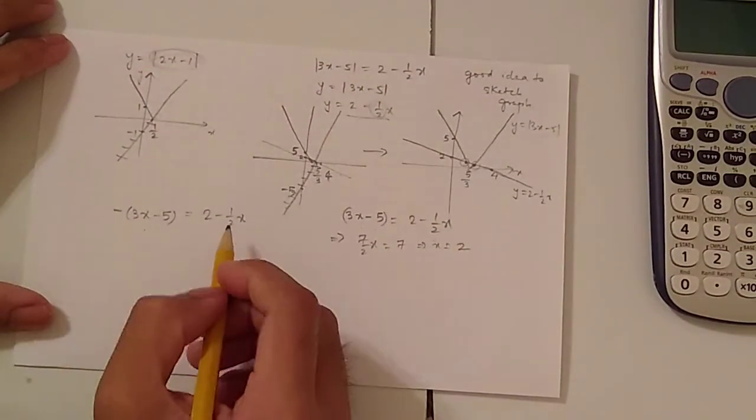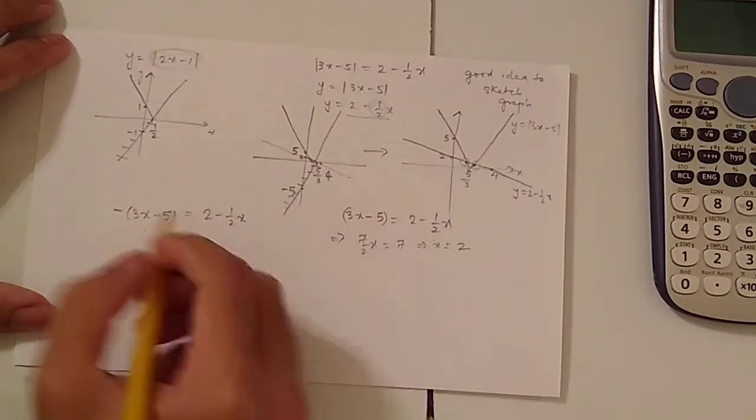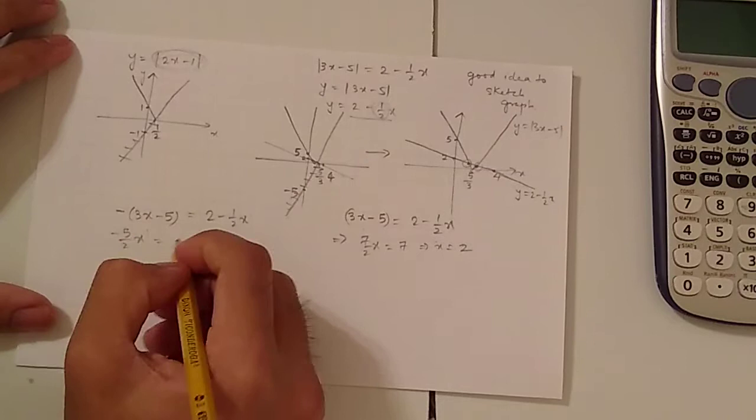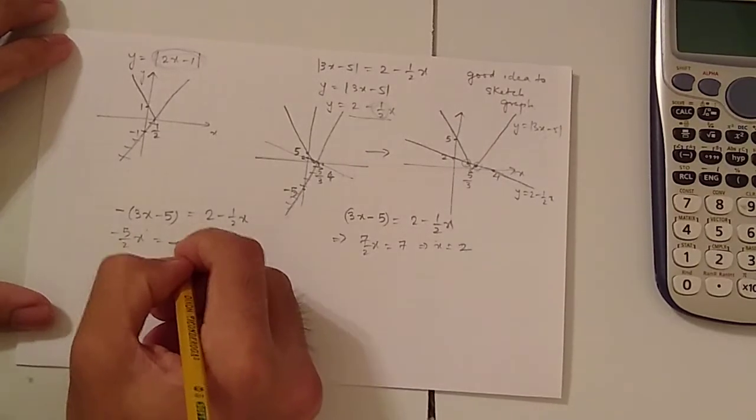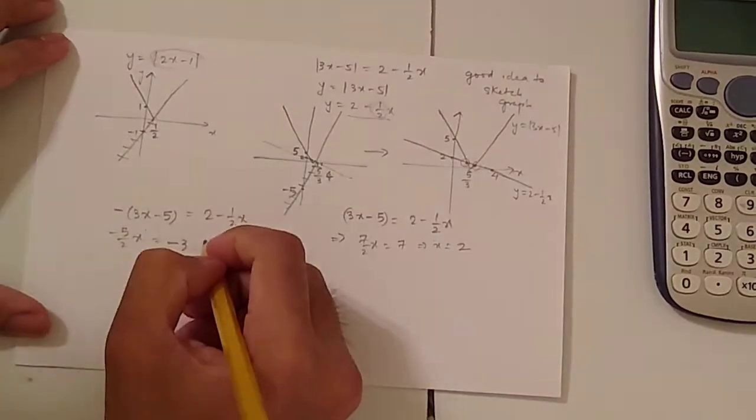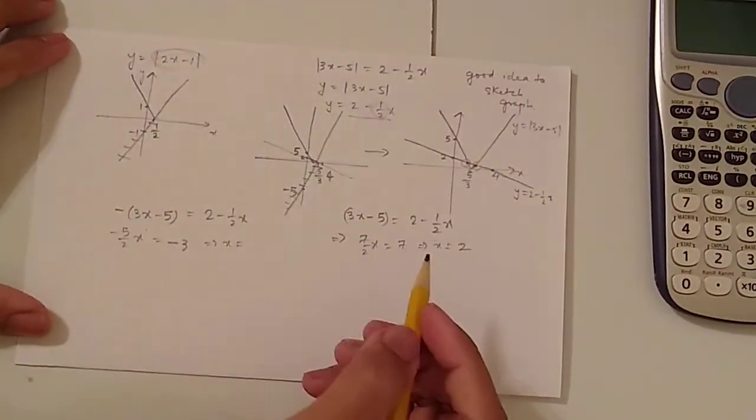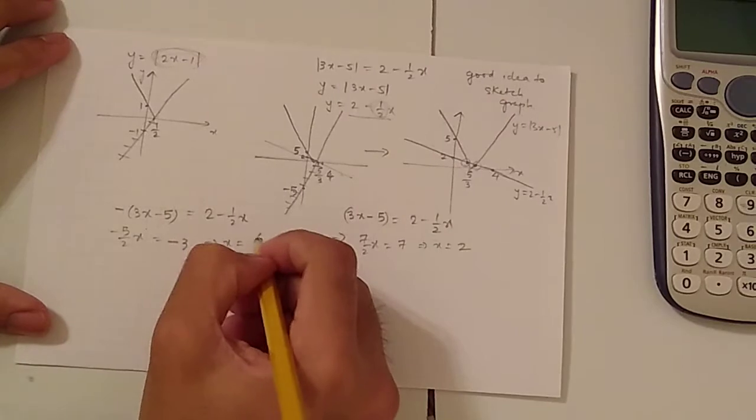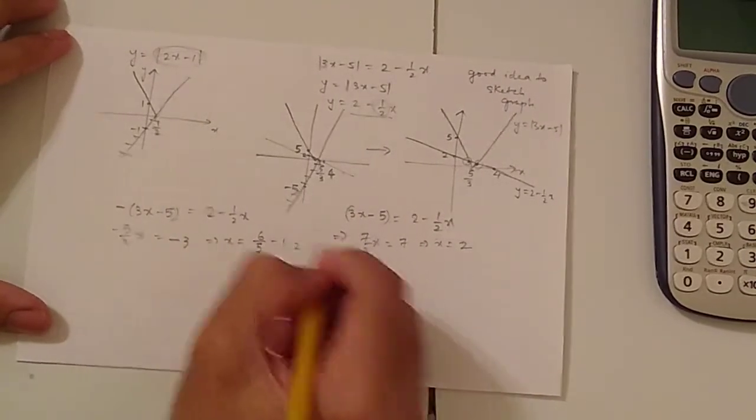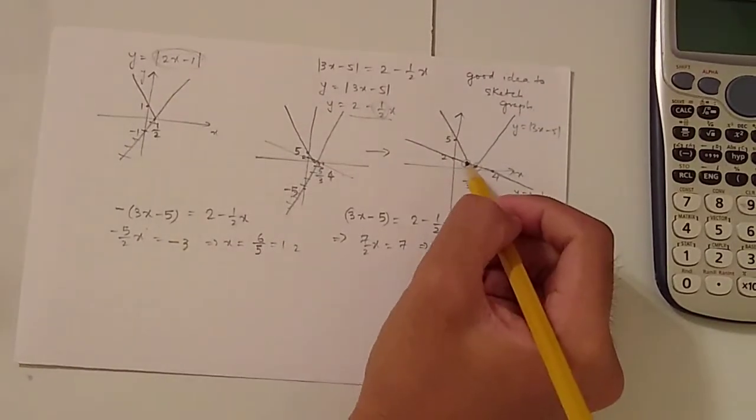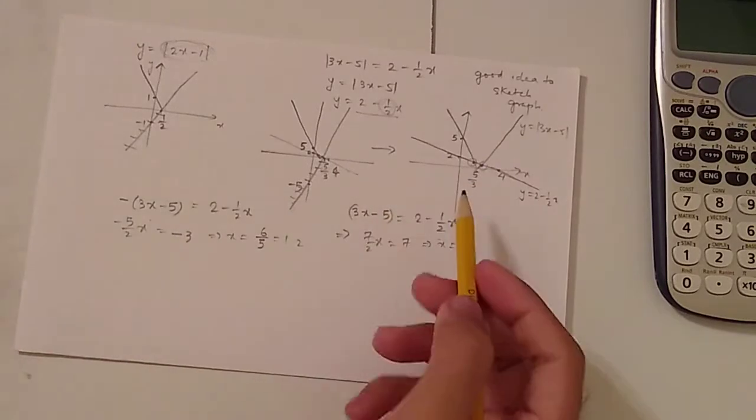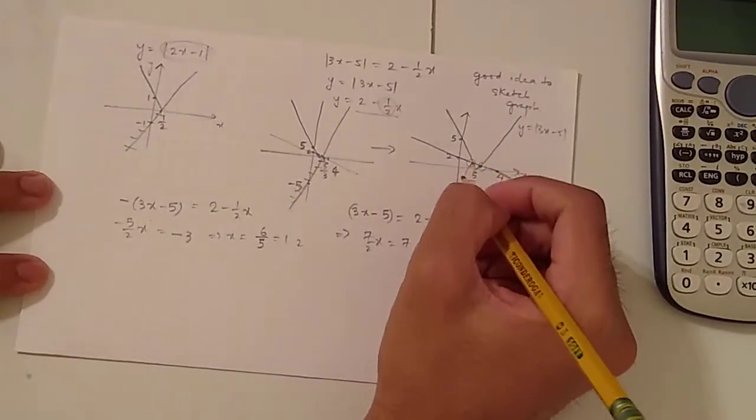Okay, and from this equation you get minus 5 by 2 x minus 3, and therefore x is equal to 6 by 5, which is 1.2. Okay, so it does make sense. Notice that you have 1.2 which is less than 5 by 3. Okay, 1.2 is less than 5 by 3, it is to the left of 5 by 3, 1.2 is here.